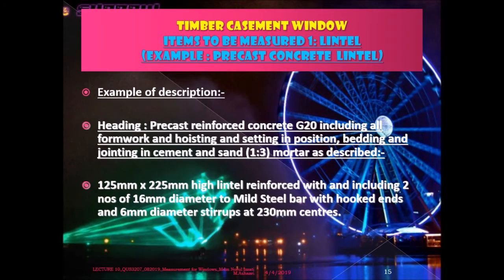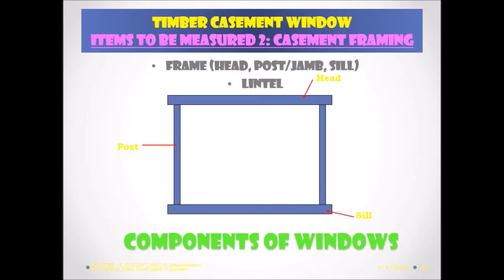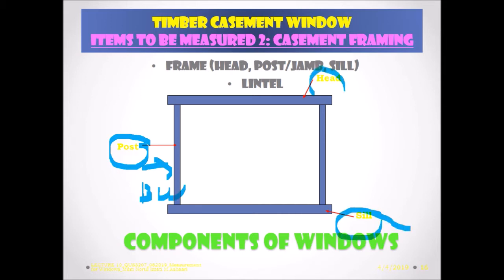Okay, let's go to the next item, that is casement framing, because this is timber framing. So let's recap what is the frame. For those who did not remember, this is the post. Sometimes I call this one as jam because that is next to the brick wall. Okay, and then at the bottom, normally you have sill. Sometimes you don't have, sometimes you have. Then the head, whether this is exposed or whether this is inside. Then on the top of this, you should have lintel.